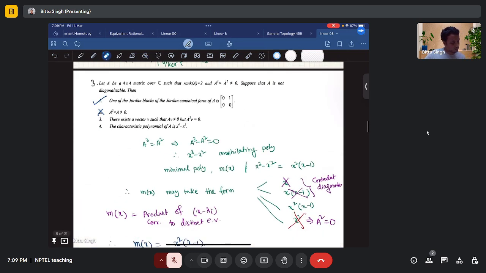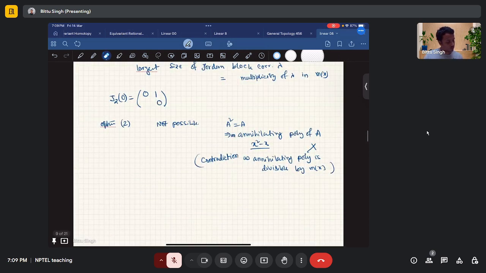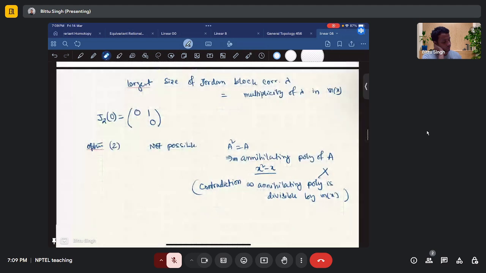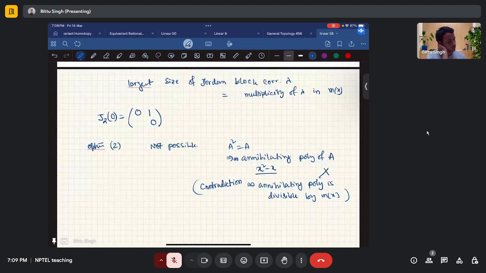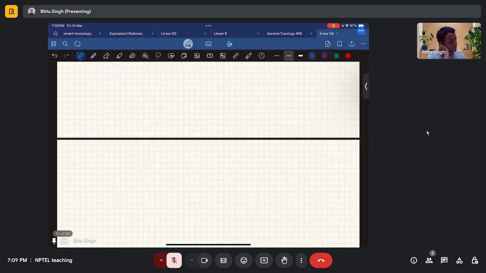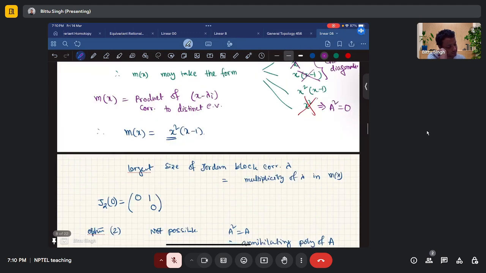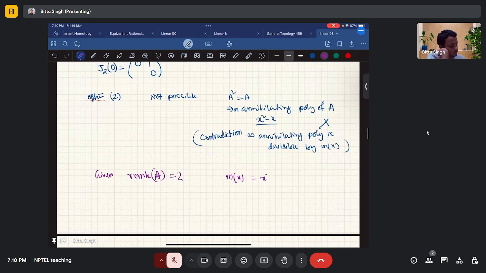Okay, the rank is equal to 2, it is given. So let me write what the characteristic polynomial is. Before option 3, let us see what the characteristic polynomial is. Given rank of A equal to 2, recall that the minimal polynomial is x squared times x minus 1.